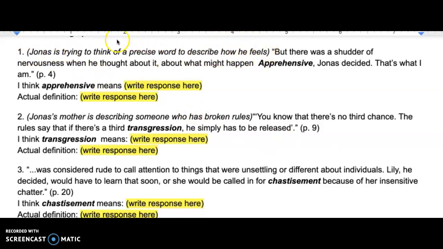in italics. And this is giving some context to what was read in prior paragraphs. So it says, Jonas is trying to think of a precise word to describe how he feels. This part in the quotation marks are the exact words in one or two sentences. This sentence reads, "But there was a shudder of nervousness when he thought about it, about what might happen. Apprehensive, Jonas decided. That's what I am."